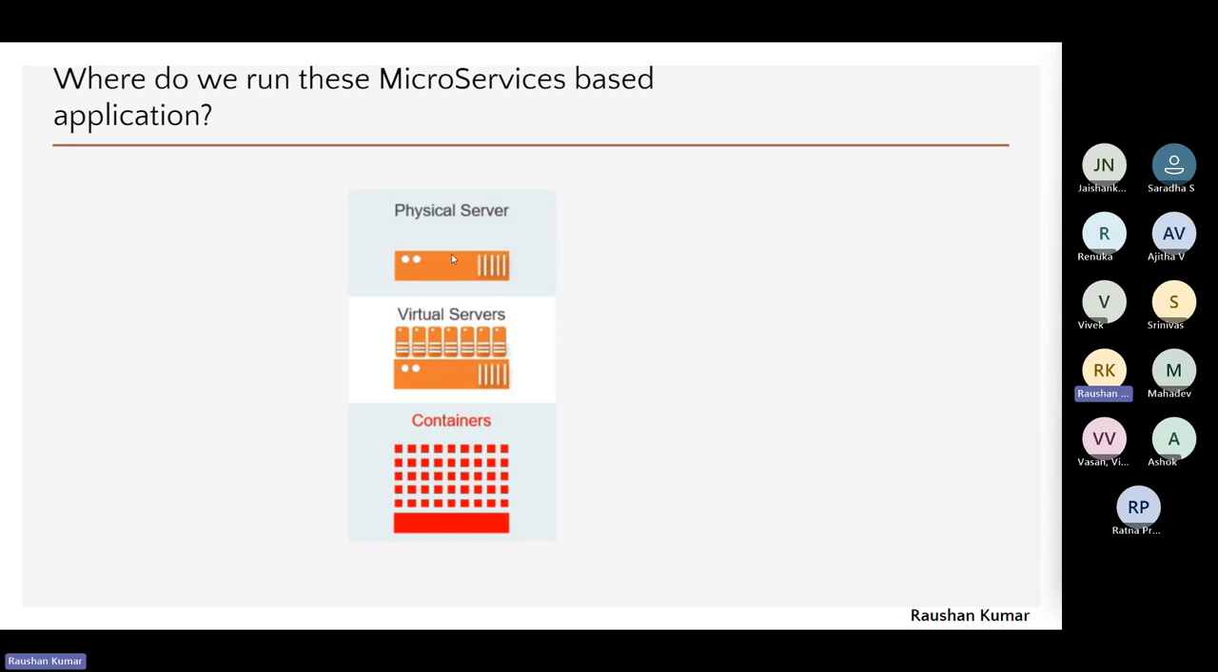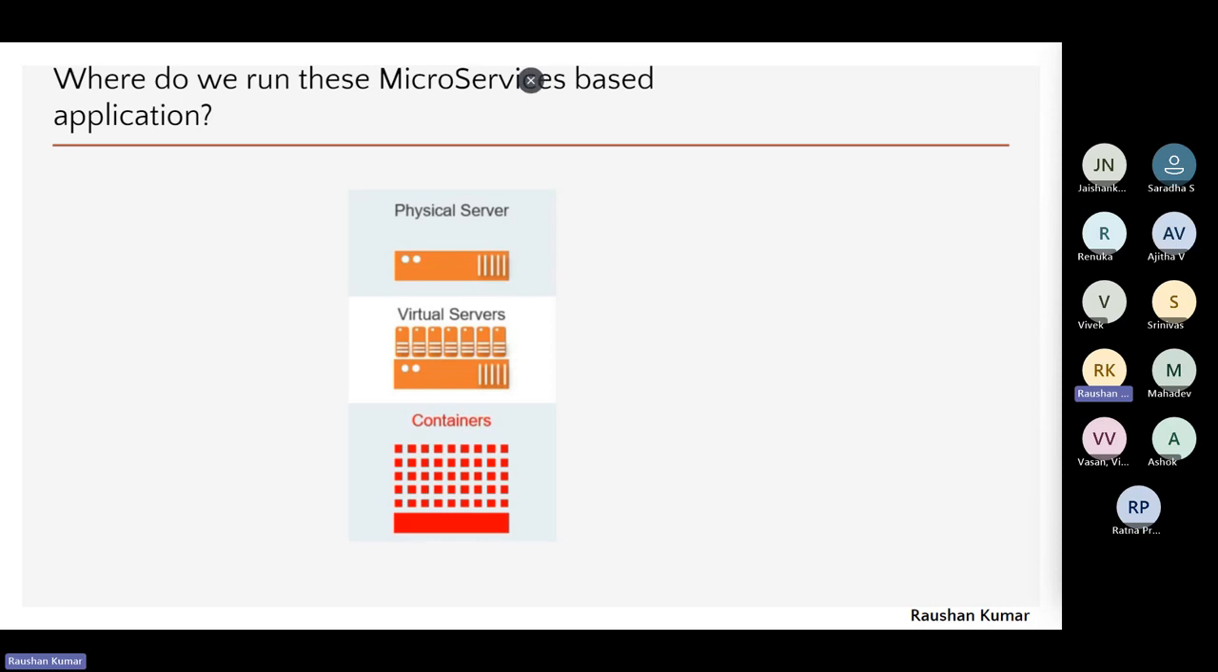Then around 2000, a revolution came called virtualization. People installed a sort of software on the physical server. On this physical server, we deployed software called virtualization software.